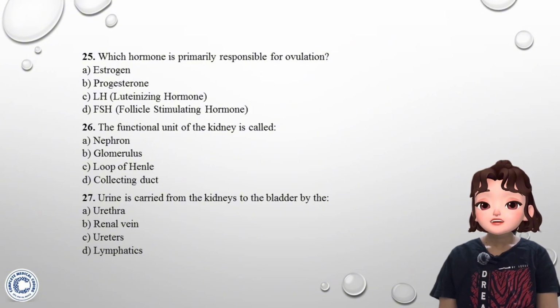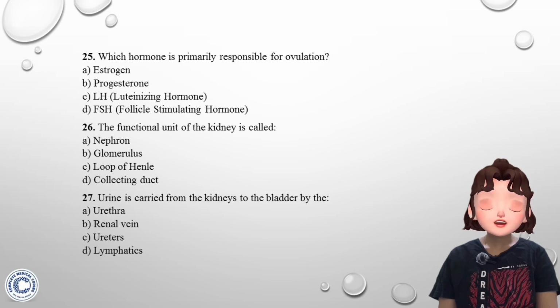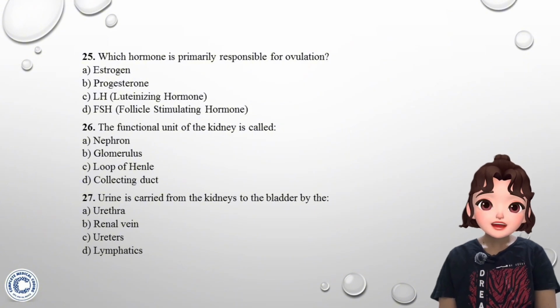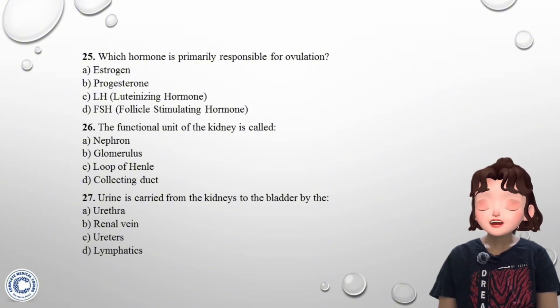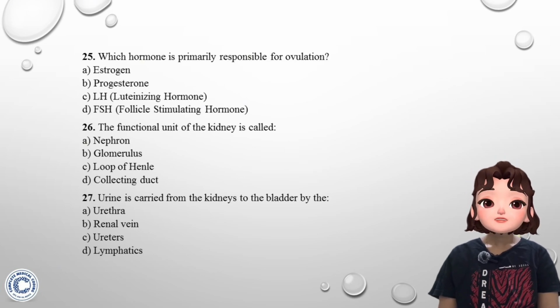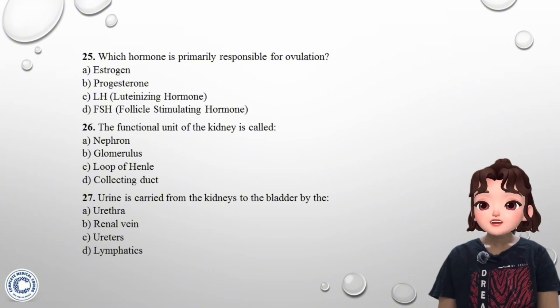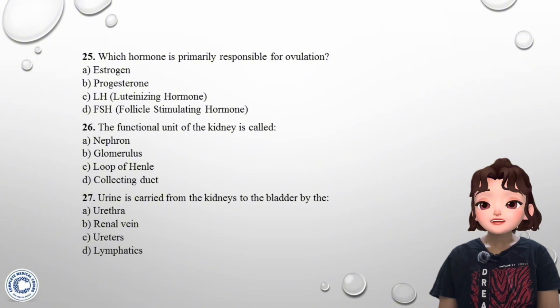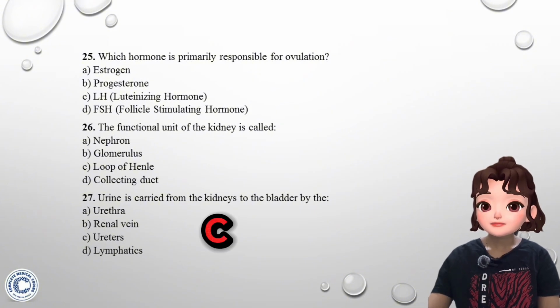Now question number 26. The functional unit of the kidney is called nephron, glomerulus, loop of Henle, collecting duct. The functional unit of the kidney is called nephron. Option A, nephron is the answer. Now question 27. Urine is carried from the kidneys to the bladder by the urethra, renal vein, ureters, lymphatics. This is simple, right? Answer is option C, ureters.